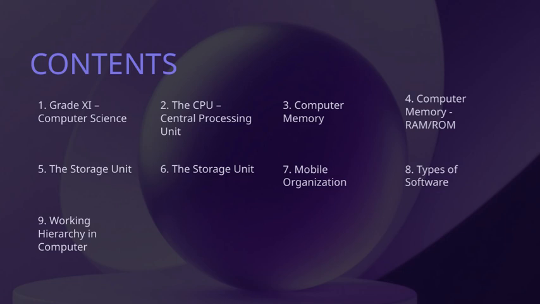The CPU, or Central Processing Unit, is the brain of the computer, executing instructions and managing operations. Interestingly, the storage unit is mentioned again, highlighting its significance in the system. Lastly, we'll tie everything together by looking at the overall hierarchy in computer organization, which helps us understand how all these parts work together seamlessly. This slide helps us grasp the core components and their functions, setting the foundation for understanding how computers operate.